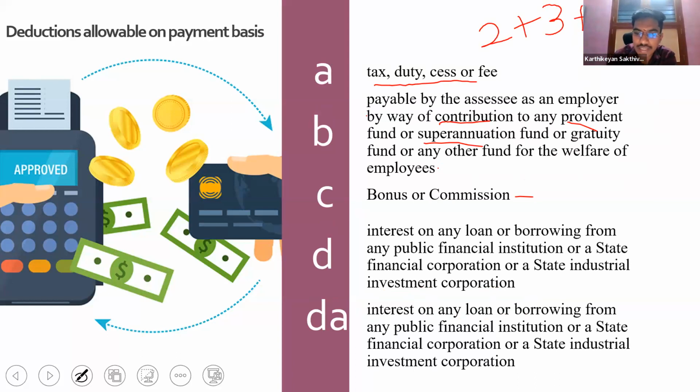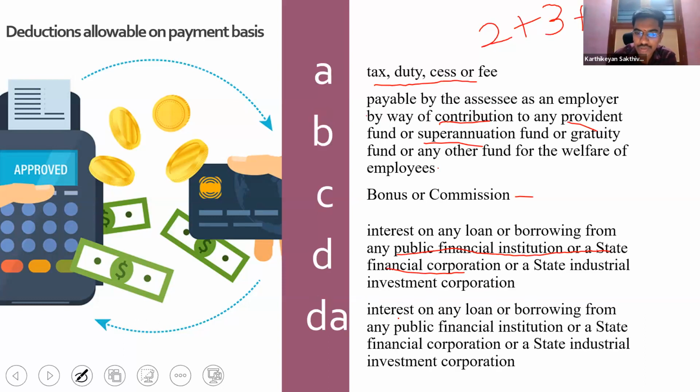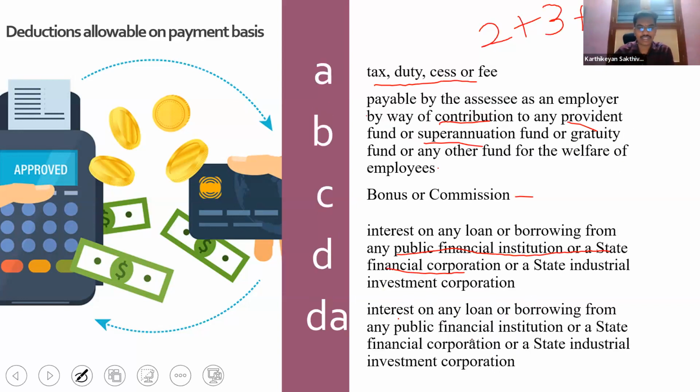Okay, so interest on loan or borrowing from a public financial institution or state financial corporation. I guess this is just a mistake. I'll just go to the act. I'll show that to you there. So totally there will be three interest related. There will be three. Right. So here there is a wording difference.